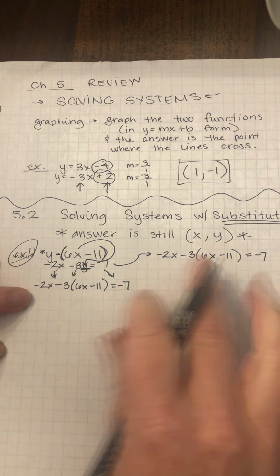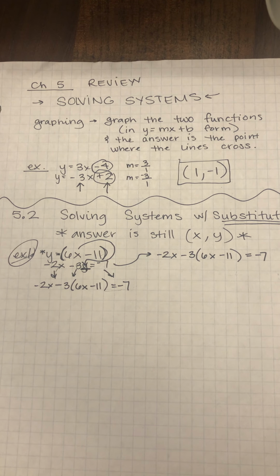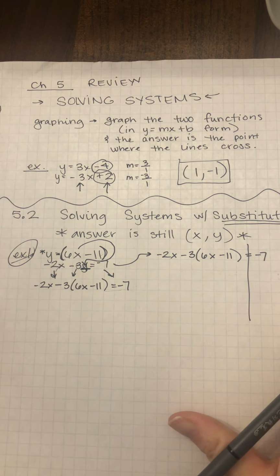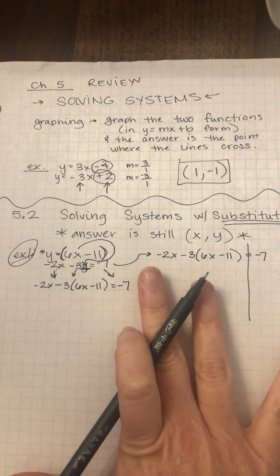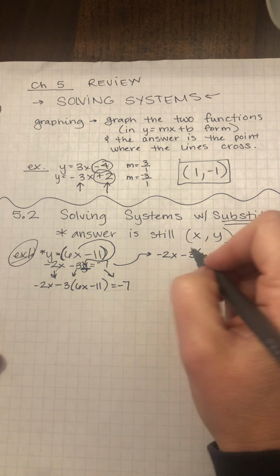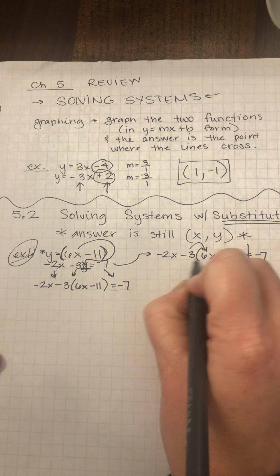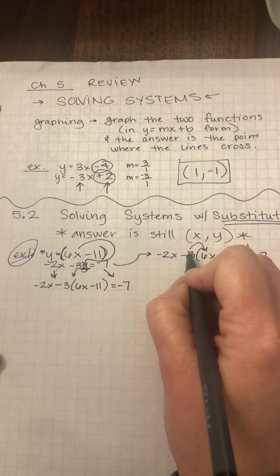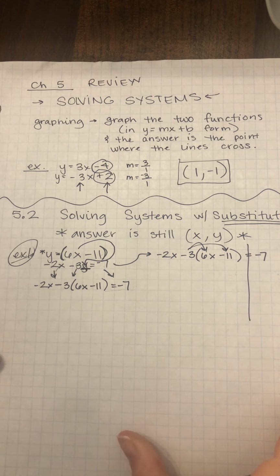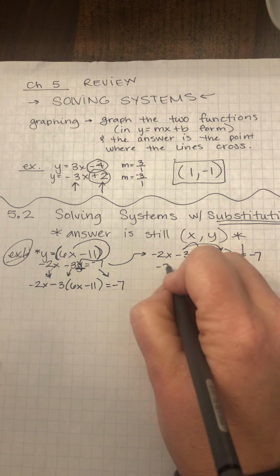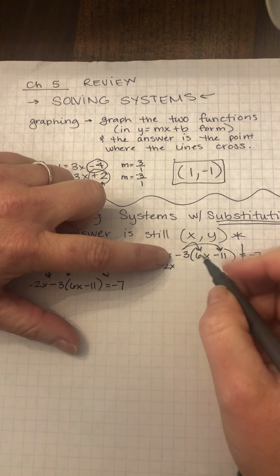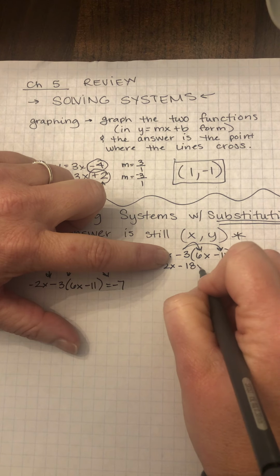Okay, so these two are the same thing. I just wanted you to understand where that 6x minus 11 came from. So over here now I'm going to just do basic math to solve for the equation, which we've done a lot this year. I'm going to start with the parentheses. We always start with the parentheses. In this case, because there's a variable, we have to distribute. We can't combine them. So my negative 2x is the same. I have negative 3 times 6x, so that's negative 18x.